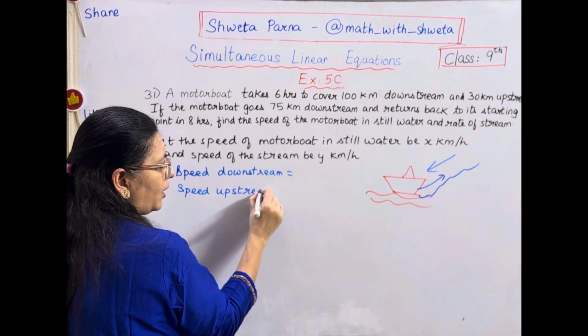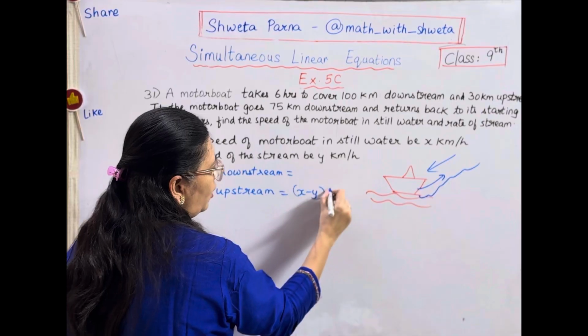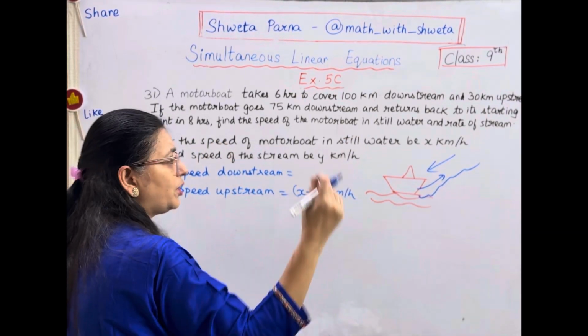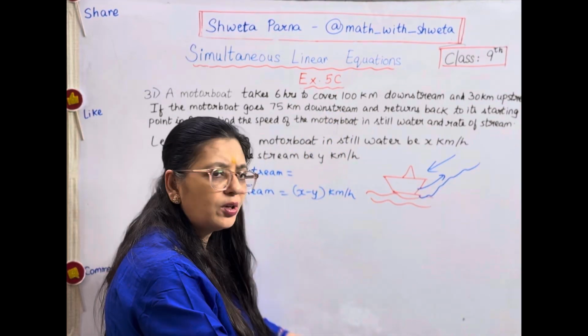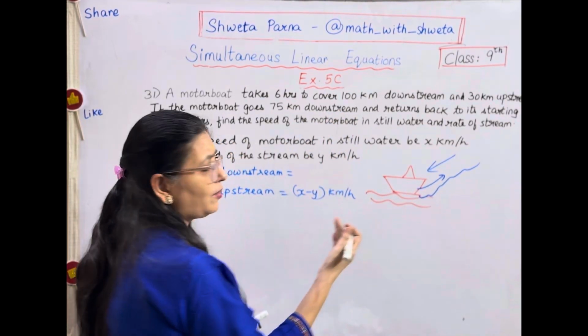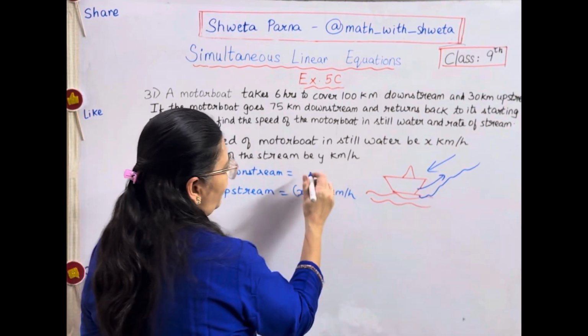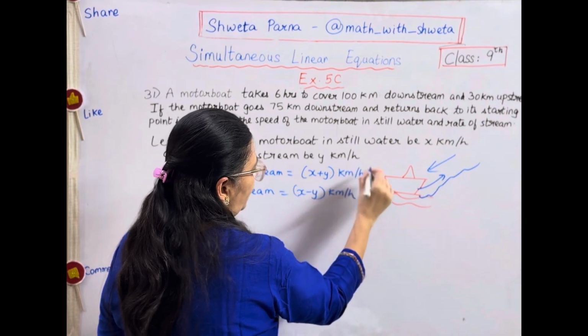Upstream, it is going against the force of gravity. So we can say it is x minus y kilometer per hour. Based on this only, okay? Downstream, the flow of water is also that side, and even the boat is going the same side, so the speed will increase. Like when you are cycling on a sloping area, the speed increases the same way. So this will become x plus y kilometer per hour.